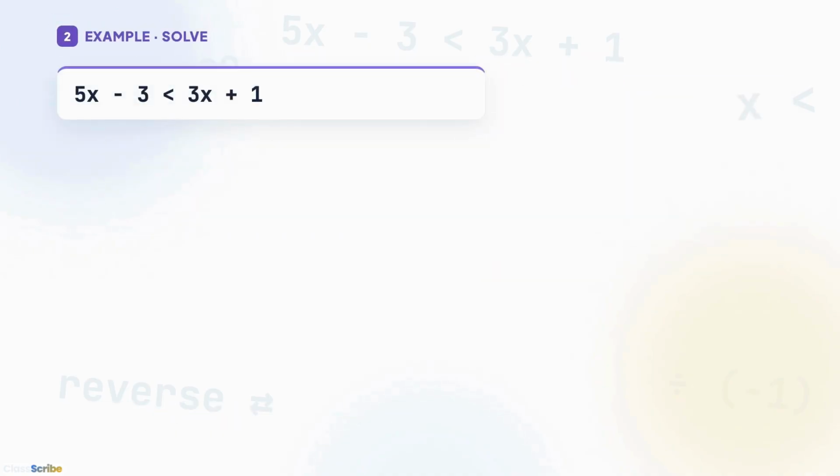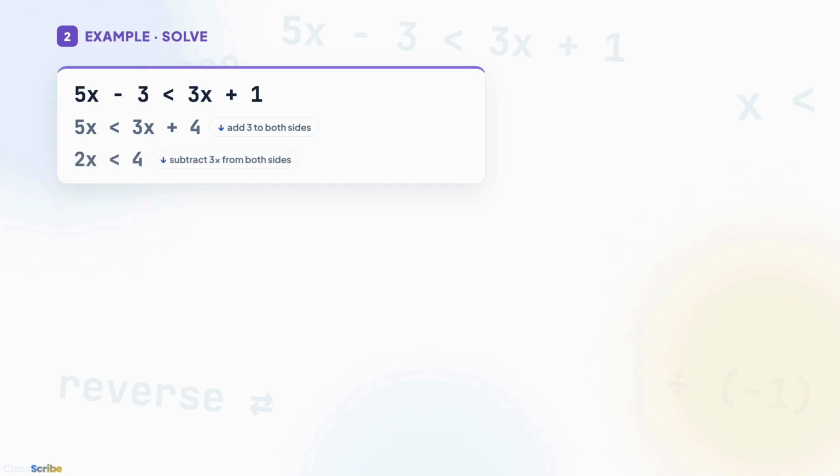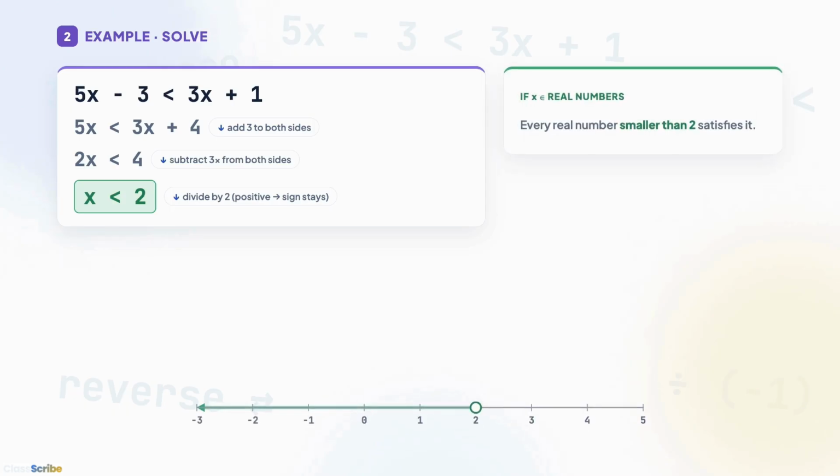Now let's solve another example. We have 5x - 3 < 3x + 1. First, add 3 to both sides. This gives 5x < 3x + 4. Next, subtract 3x from both sides. We get 2x < 4. Finally, divide both sides by 2. Since 2 is positive, the sign remains unchanged and we get x < 2. If x belongs to real numbers, every real number smaller than 2 satisfies the inequality.